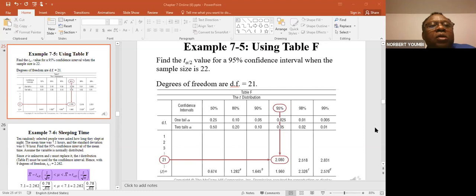So for your homework, you will have questions about finding T alpha over 2 for a given confidence level and sample size. Always remember that the sample size is used to find the degree of freedom, which is n-1.